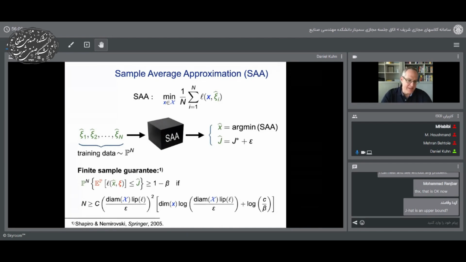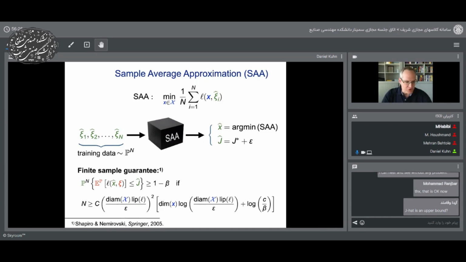Moreover, the required sample size scales as 1 over epsilon squared, where epsilon is the level of accuracy that you require, so the suboptimality level of your decision. And that means that the number of samples that you need could really be very, very large.